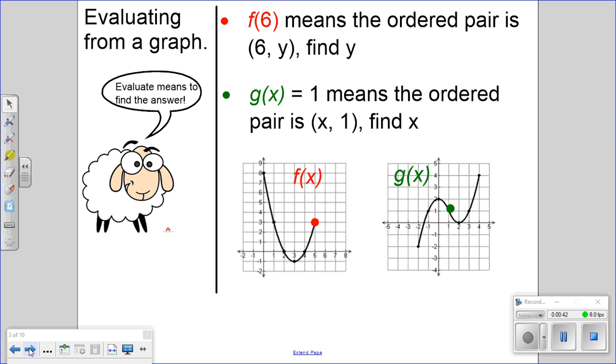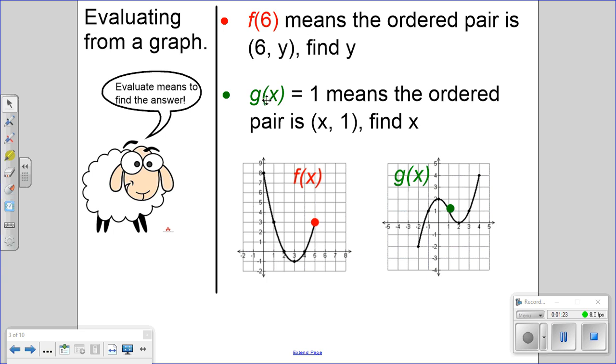When you're evaluating from a graph, pay close attention to the way that it is written. If it says f of 6, so f of a number, that is different than saying g of x equals a number. If the number is inside of the parentheses, inside the function notation, that is representing the x. So that would be the x value, and you would be looking for the y. So in this case, when f is 6, you're looking for the y, and in this case, we can't identify that because it's not on here. But what we could identify is the 5. So when f is 5, or when x is 5, the y value is 3.